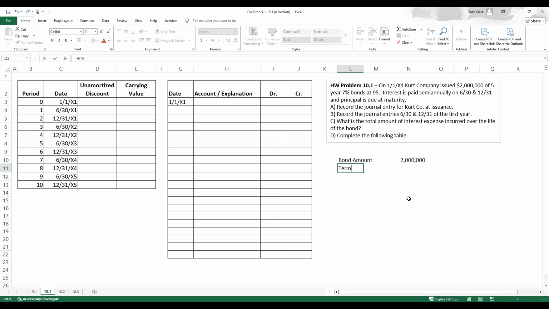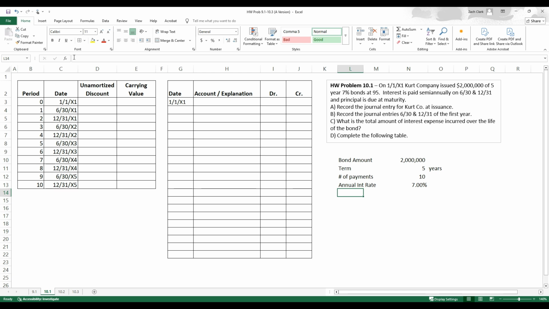The term is 5 years. Number of payments is twice per year, so we can say equals 5 times 2, so there will be 10 payments, and that's basically listed out here, 10 payments. The interest rate is 0.07, and that's the annual interest rate, right? So maybe I'll put that in there. That's annual.